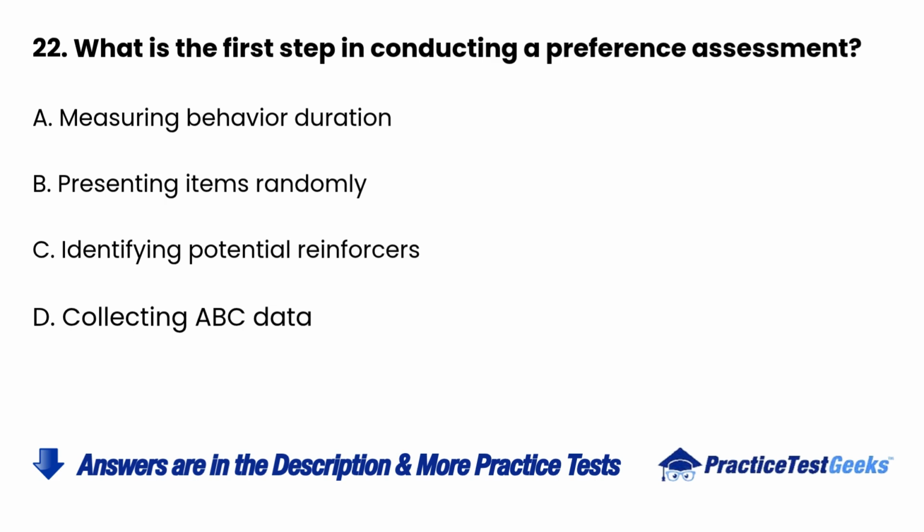22. What is the first step in conducting a preference assessment? A. Measuring behavior duration. B. Presenting items randomly. C. Identifying potential reinforcers. D. Collecting ABC data.